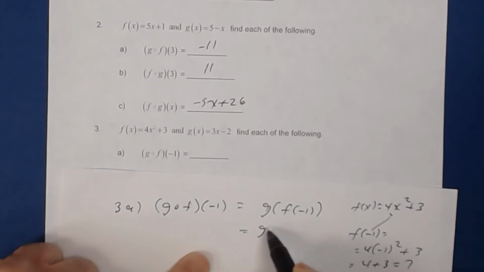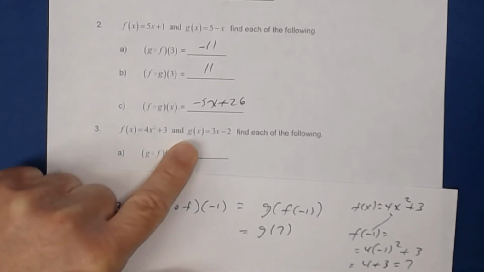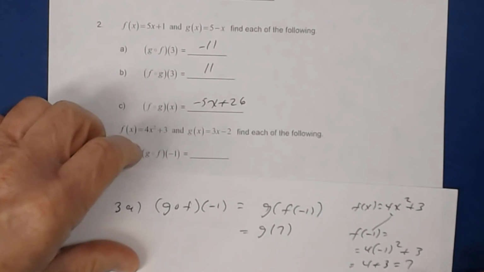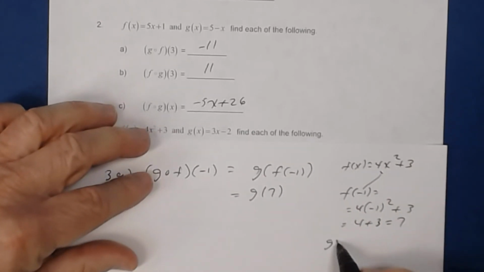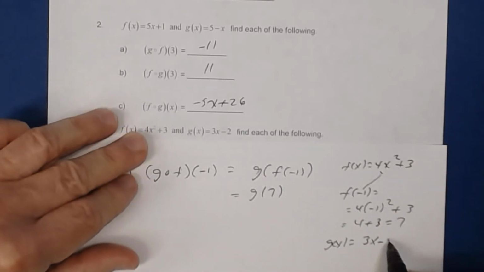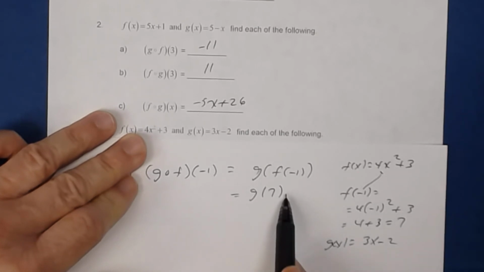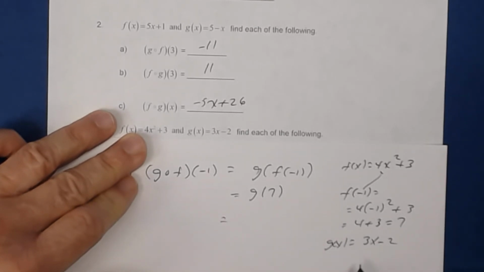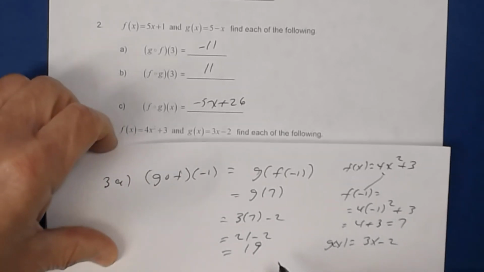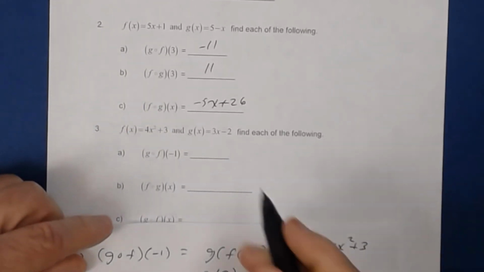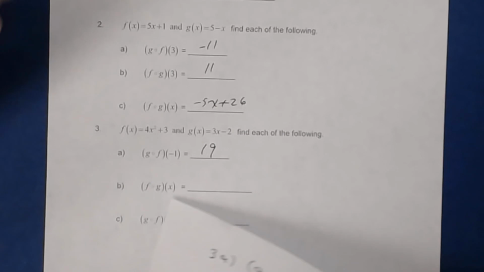Now I have to find g of 7. So I go to my function g. Let me write it over. g of x is this. Where you see the variable x, I'm going to substitute 7. So I get 3 times 7 minus 2. That's 21 minus 2, which is 19. So 3a is 19. Okay, part B.